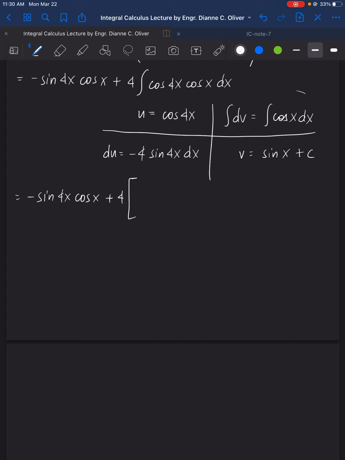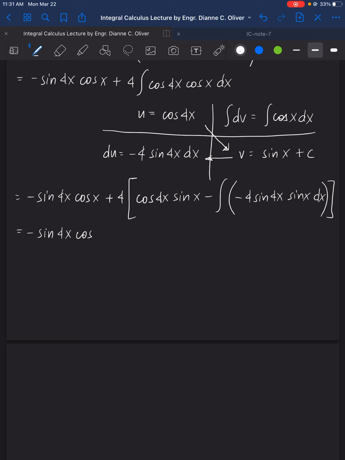Then the answer for this is uv. u multiplied with v. Then I will put here the cosine 4x sine x minus integral parenthesis of v du. That is negative 4 sine 4x sine x dx. Let's close it like that. Then we have here negative sine 4x cosine x plus 4 cosine 4x sine x. Then distribute 4 here, becomes positive 16 integral of sine 4x sine x dx.